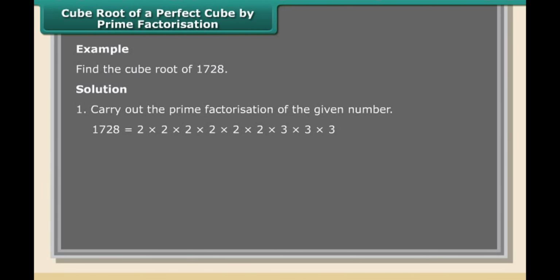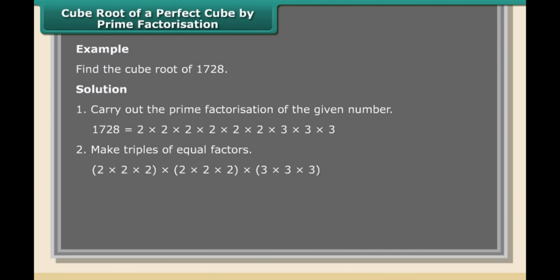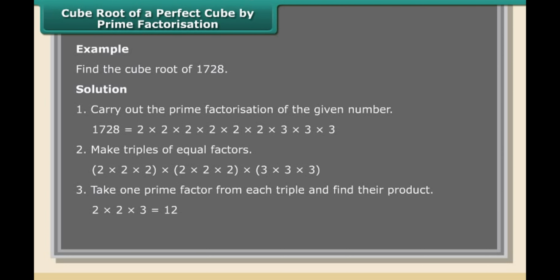1728 is equal to 2 into 2 into 2 into 2 into 2 into 2 into 3 into 3 into 3. Make triples of equal factors: 2 into 2 into 2, 2 into 2 into 2, 3 into 3 into 3. Take one prime factor from each triple and find their product. 2 into 2 into 3 is equal to 12. 12 is the required cube root, that is, cube root 1728 is equal to 12.